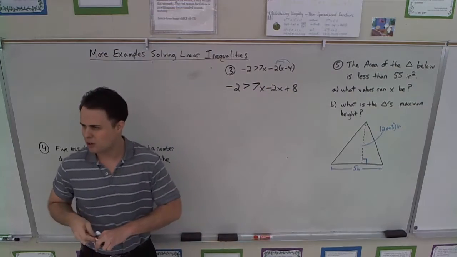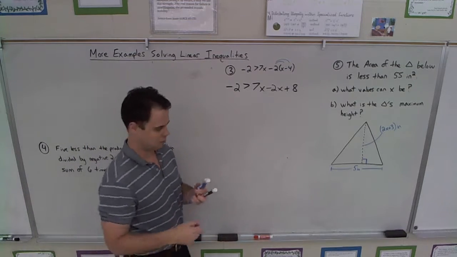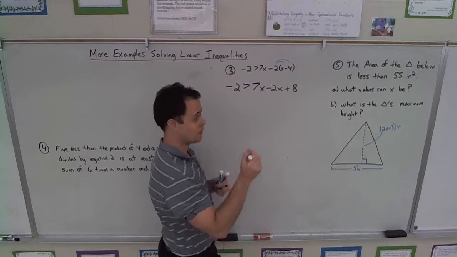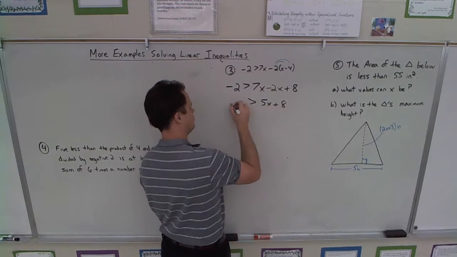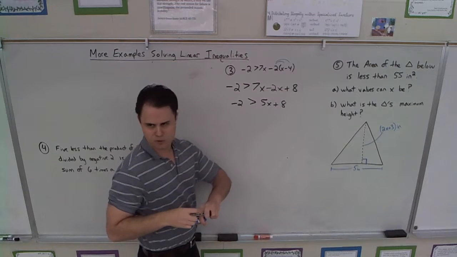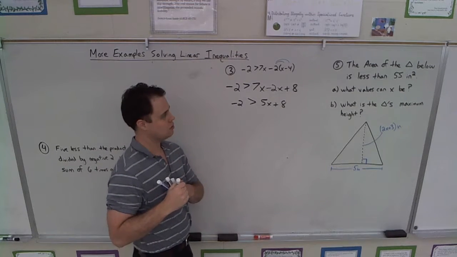Okay, now am I done with that right-hand side, or am I ready to move to the other side already? No. 7x minus 7x and 2x. So that's going to be 5x? Yep. Now I'm ready to move. What should I move? The 8. I'm going to move the 8.